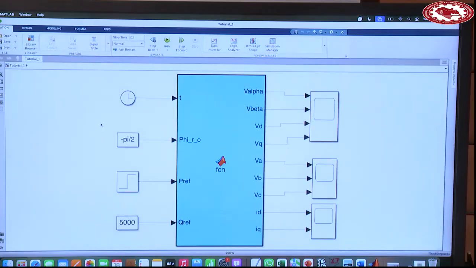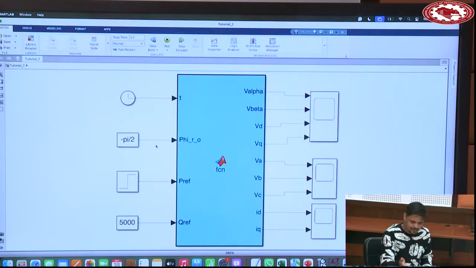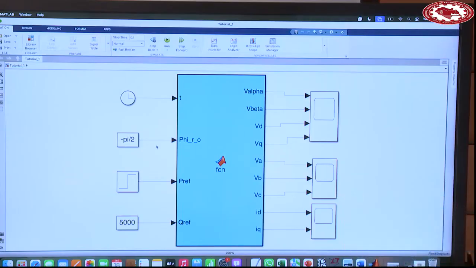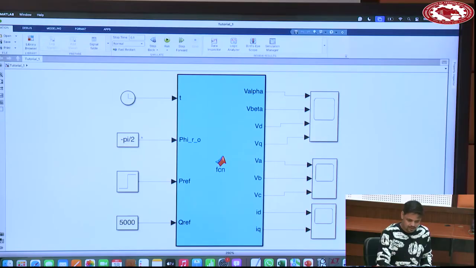In tutorial 1, I have taken the initial position of the reference frame as an input. So here you can control that position, whether it is to be placed at 0, pi by 2, minus pi by 2, whatever it is. So it is taken here only.